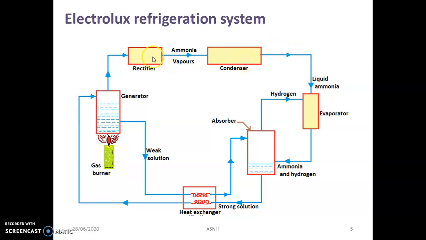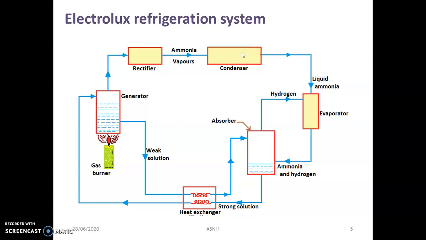The rectifier is used for the separation of liquid particles. If some liquid particles are present, they get trapped here, and only the vapor form of ammonia, in gaseous form, enters the condenser. The rectifier's main purpose is to remove the water particles. If these are not removed, the vapors will enter the evaporator, causing freezing and choking of the machine.